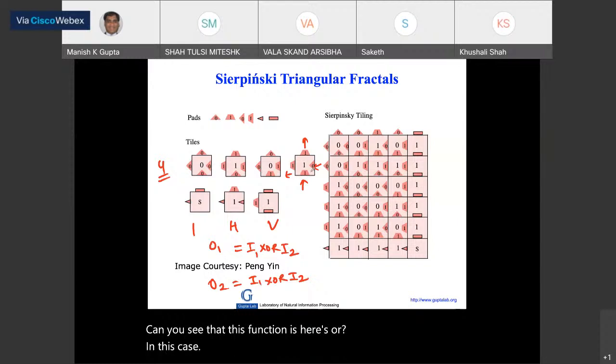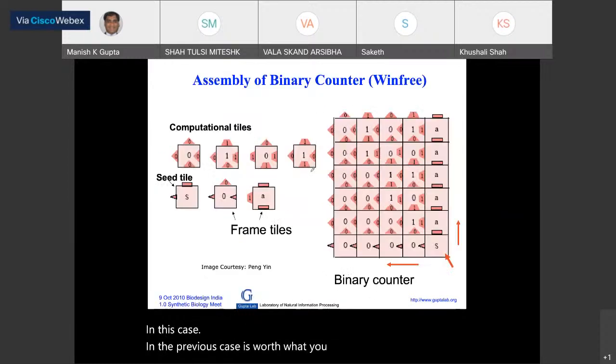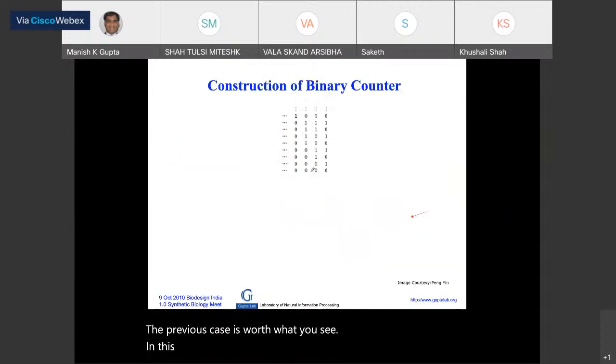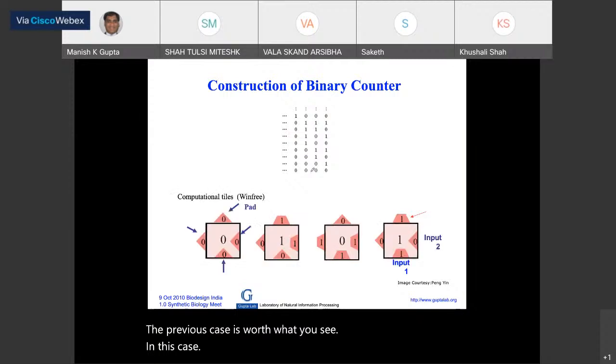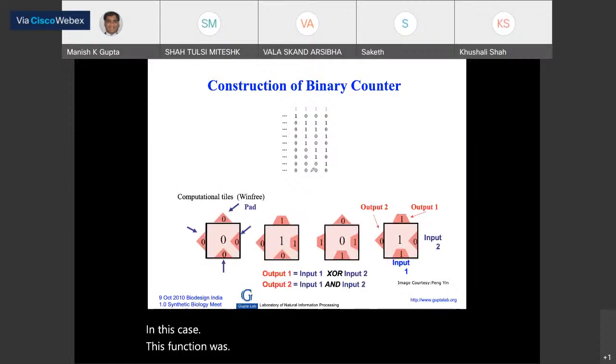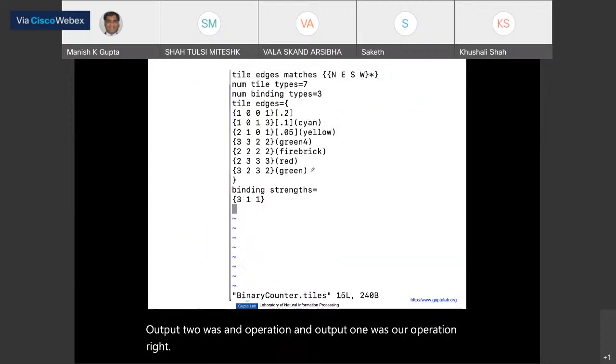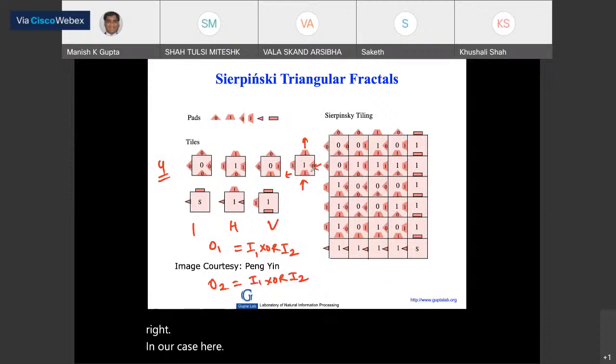In the previous case, what was it? In that case, output 2 was the AND operation and output 1 was the XOR operation, right? In our case here, the Sierpinski triangle, it is the XOR operation in both cases. So there is a symmetry. Okay. Any question at this point? Any question?